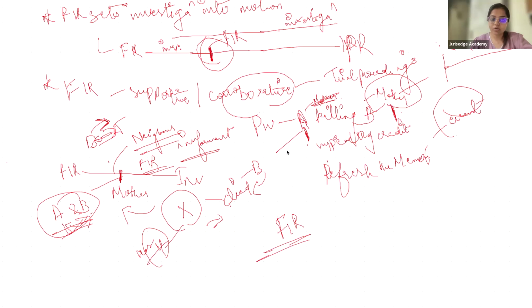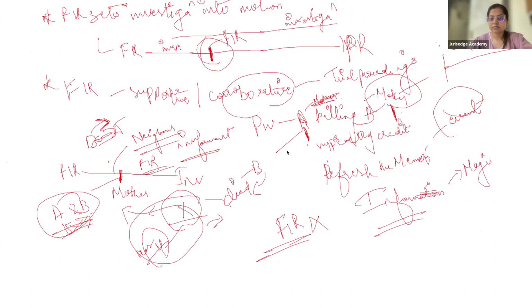The police will go to this location and see the case and then give the information to the magistrate. This will not be an FIR. Okay, that's all. Okay, ma'am.